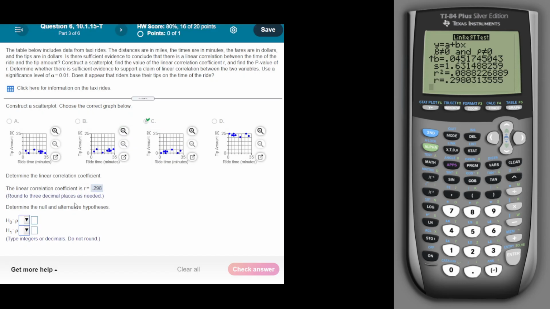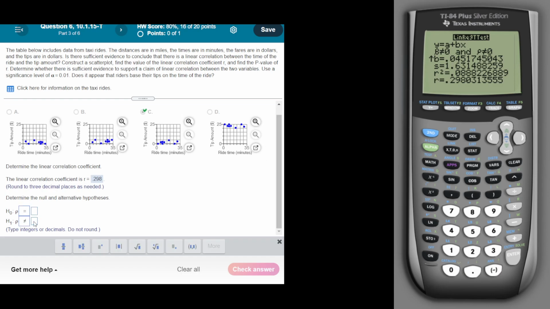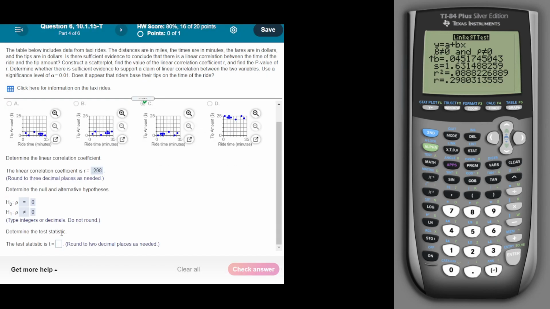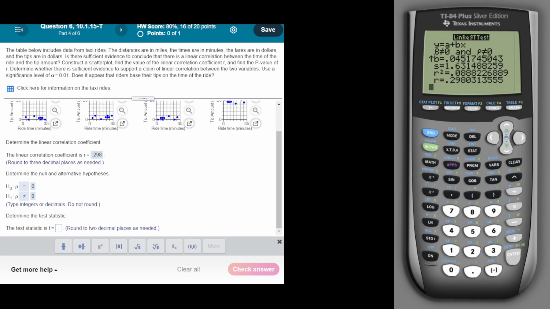I hate StatCrunch sometimes. Okay, whenever they give you these, the null hypothesis and the alternative hypothesis notation, just very robotically put the equal to, the cannot equal to, 0, 0. You guys remember this, the two-tail test. All right, check answer. Excellent. All right, the test statistic is right here in our calculator. You just go ahead and look for t.